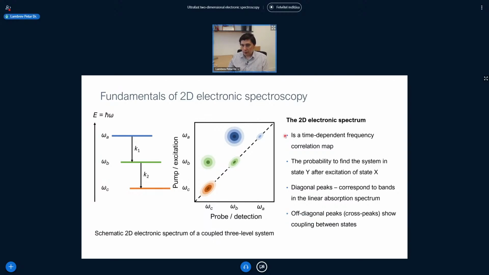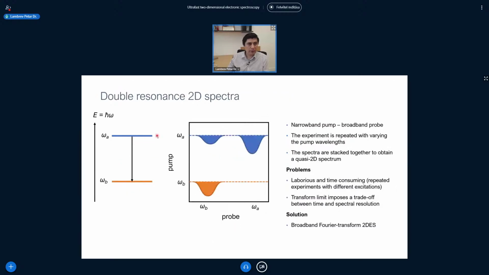Okay, so this is an extremely powerful technique. In fact, you could say that the information that you can get from two-dimensional electronic spectroscopy contains any kind of information that you can extract from any other kind of third-order spectroscopy. What is a third-order spectroscopy? We will see in a moment.